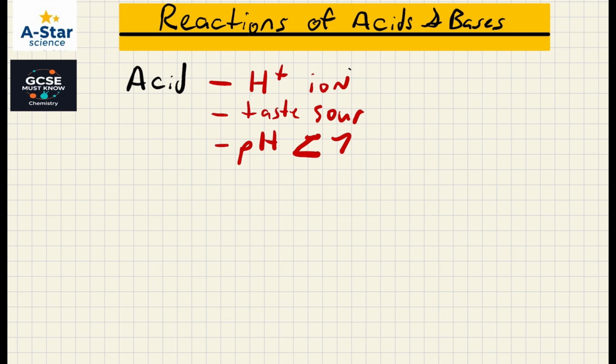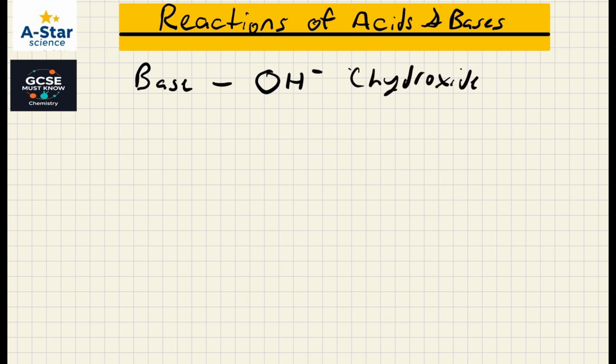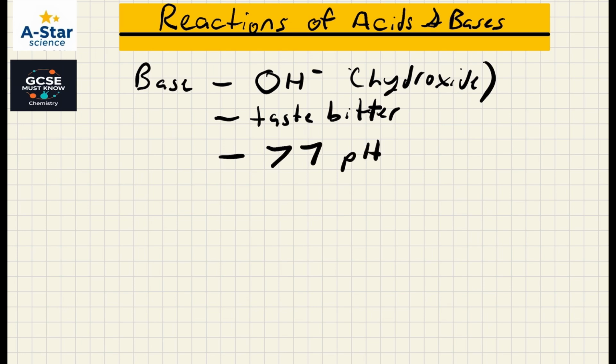Now let's look at bases and what bases are before we go over the reactions of acids and bases. So a base for GCSE contains the OH minus ion, which is called the hydroxide. Bases tend to taste bitter, whereas acids taste sour. Bases tend to taste bitter, and they have a pH which is greater than 7. We call those bases.